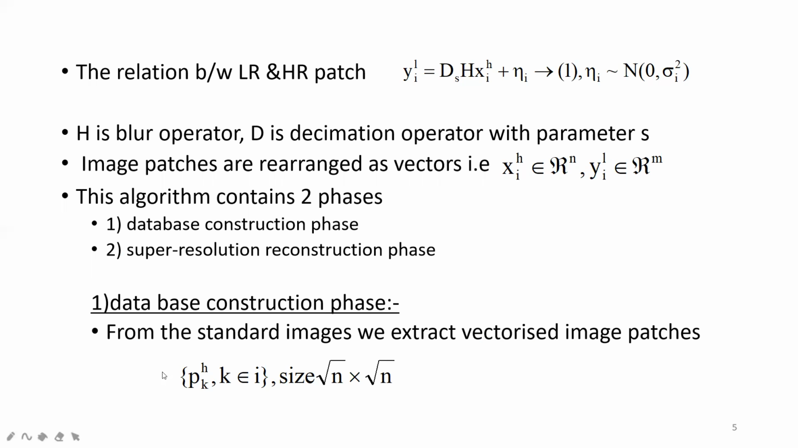So I'm extracting the highly resolution patches from the standard images, denoted as P_k^H, and the size is root n by root n. And we know that we are going to get the low resolution patches from this equation. So we know these are the highly resolution HR patches, and I'm going to determine the LR patches also.